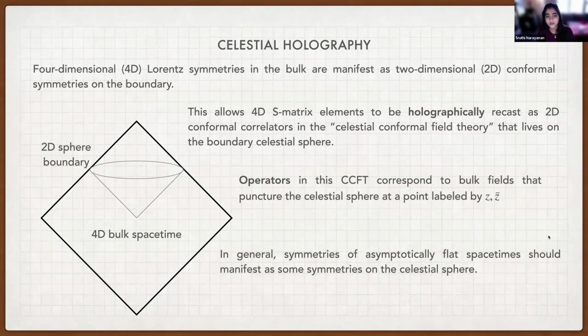And as I said before, we can take 4-dimensional S matrix elements and we can holographically recast them as correlation functions in the celestial CFT that lives on the boundary of this sphere. Operators in the CCFT correspond to some bulk fields that propagate from the middle of space-time out to null infinity, and they're labeled by point Z and Z bar on the celestial sphere. I will give you a little bit more of the math for how that all works out with the momentum and all that stuff. But as I said, the basic idea here is that whatever symmetries we have in asymptotically flat spacetime, they should manifest themselves as some symmetries on the celestial sphere, and we should be able to understand those in the context of 2D CFT.